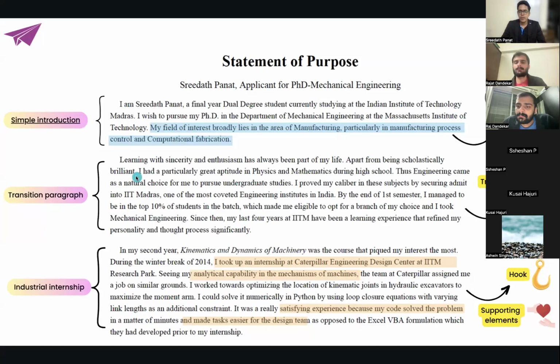Then the second paragraph I used as a transition paragraph because I did not want to jump directly into my undergraduate experience.